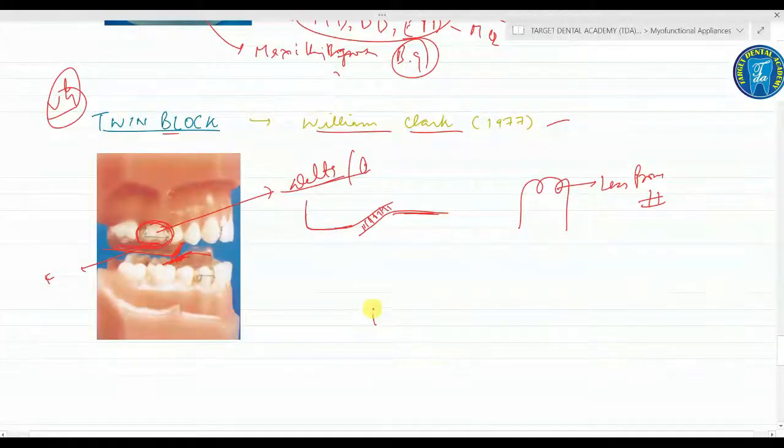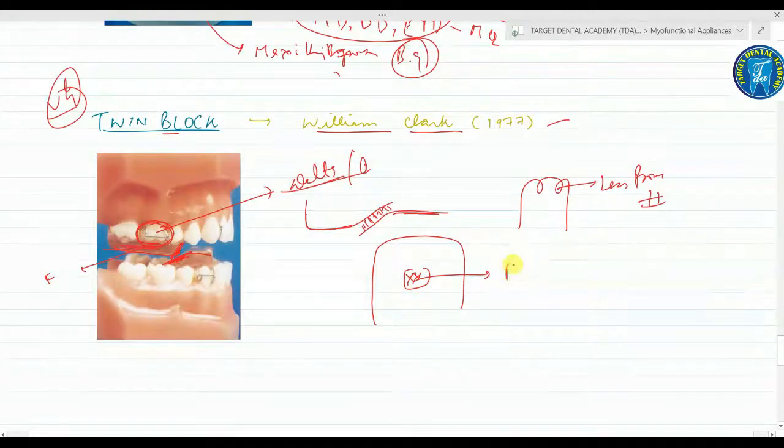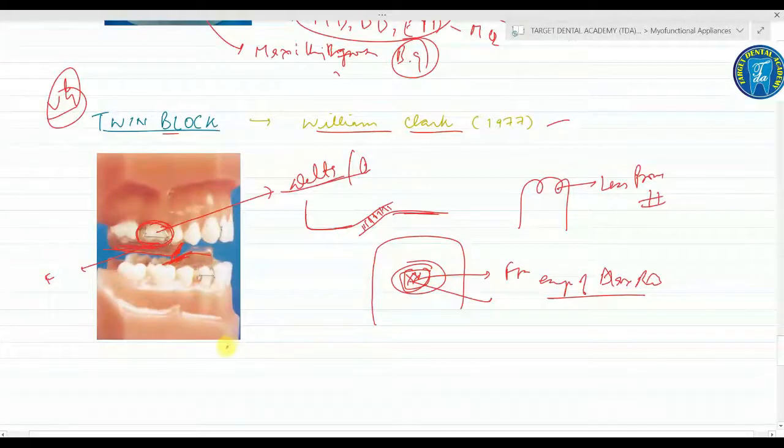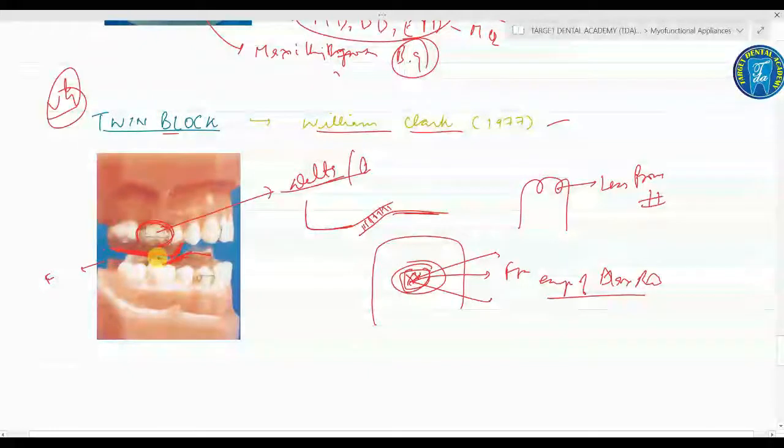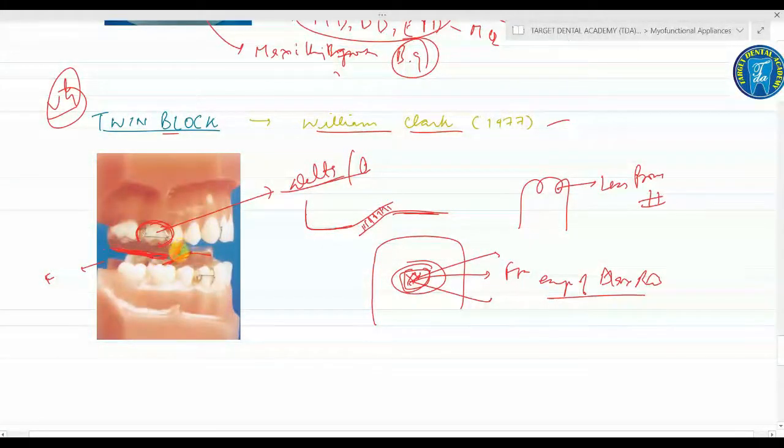Second, in the maxillary arch, there is the expansion screw. Why? For the expansion of the maxillary arch. If the arch is constricted, only then do you incorporate this expansion screw for the maxillary arch expansion. Right? So this is the upper block. It consists of a bite block which covers the lingual cusps of the upper posterior teeth, extending anteriorly till the mesial ridge. This is the mesial ridge of the upper second premolar.